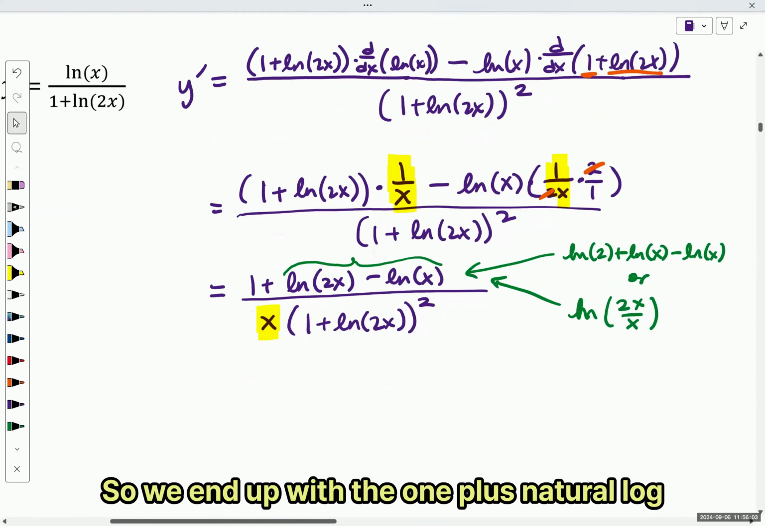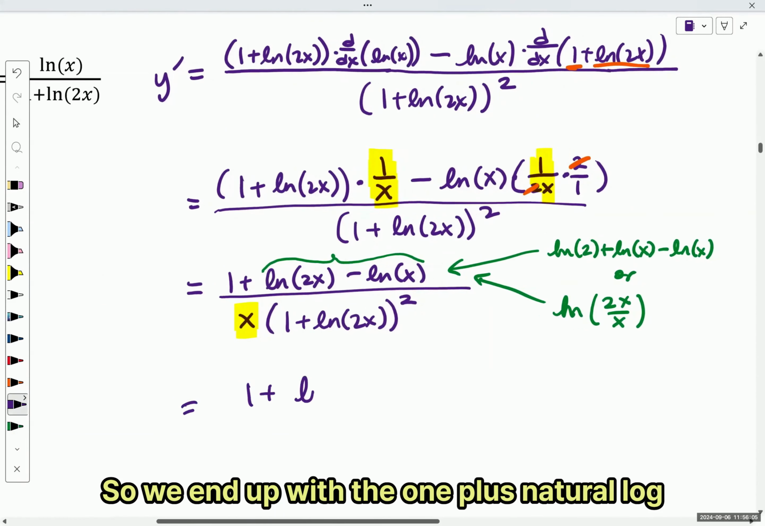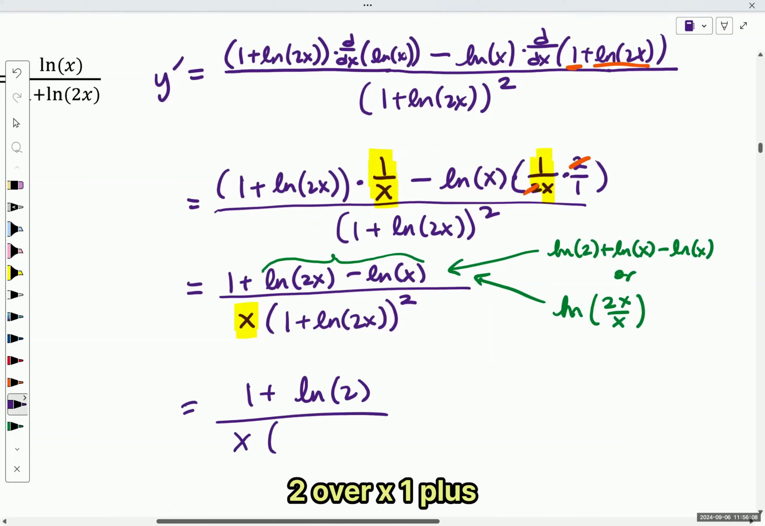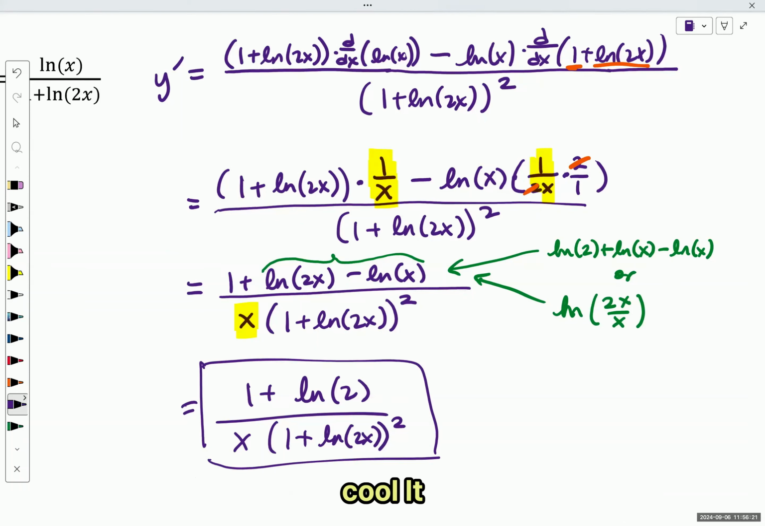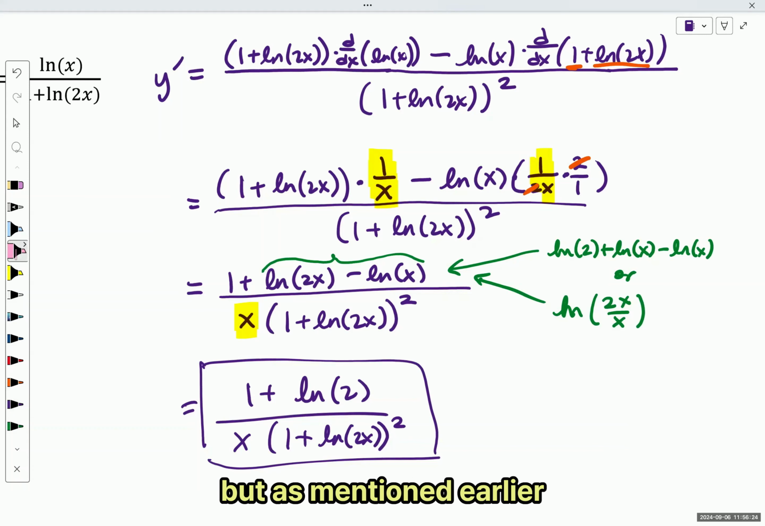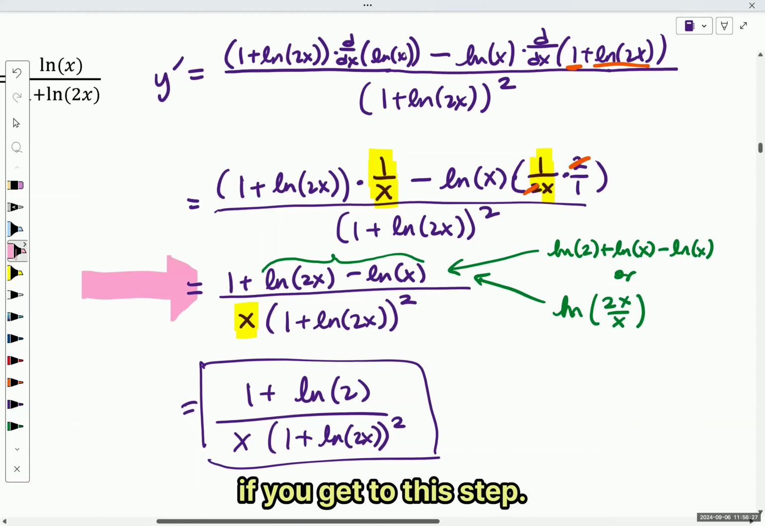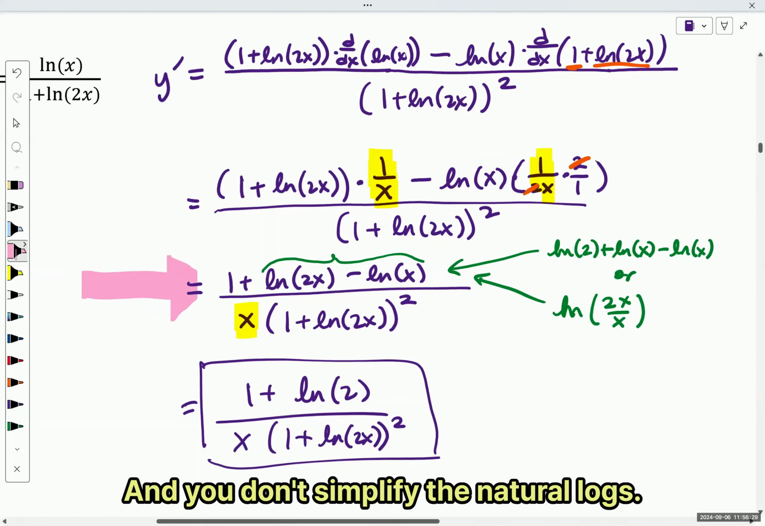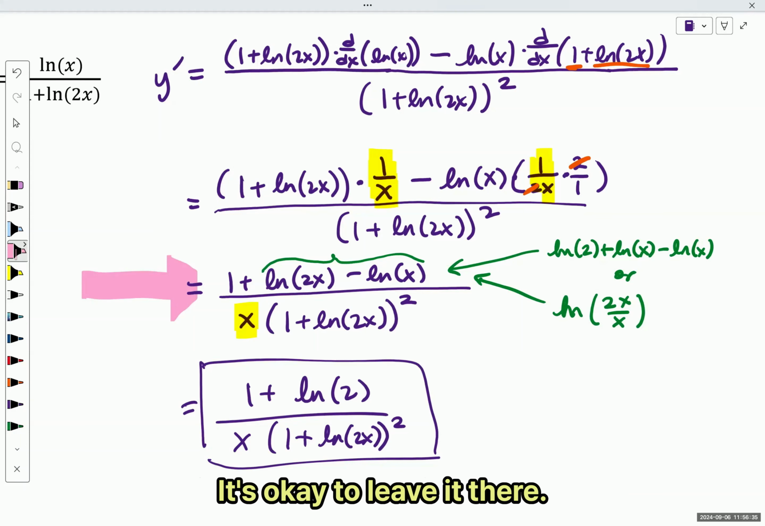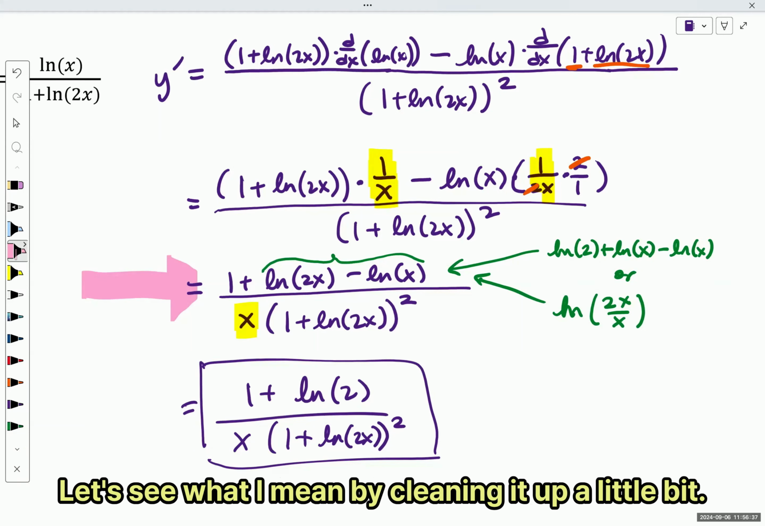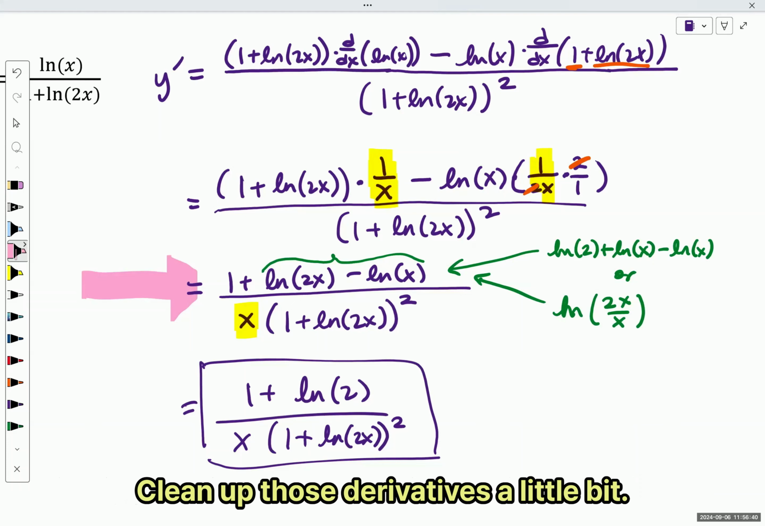So we end up with 1 plus natural log 2 over x, 1 plus natural log 2x squared. That's our answer. Cool. But as mentioned earlier, if you get to this step and you don't simplify the natural logs, for this first test, I'll be okay with it. It's okay to leave it there. But see what I mean by cleaning it up a little bit? Clean up those derivatives a little bit.